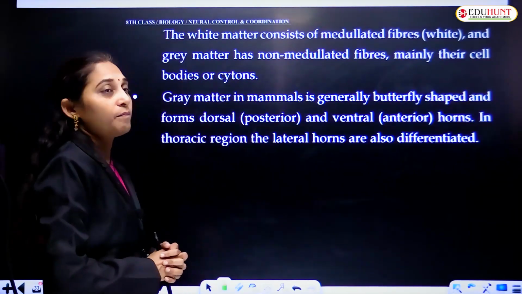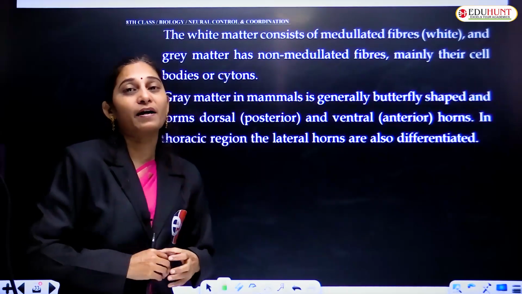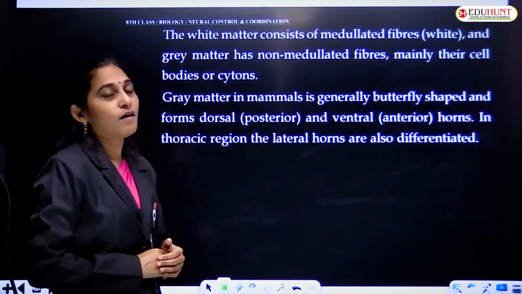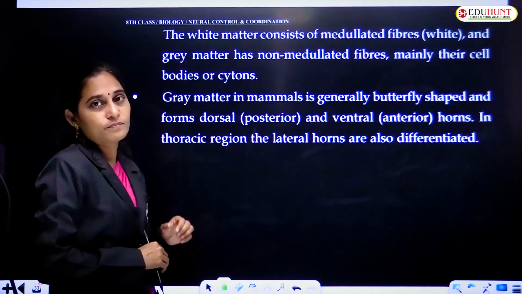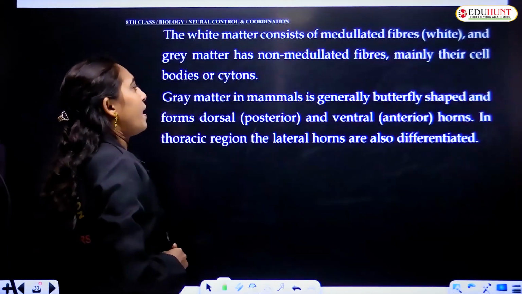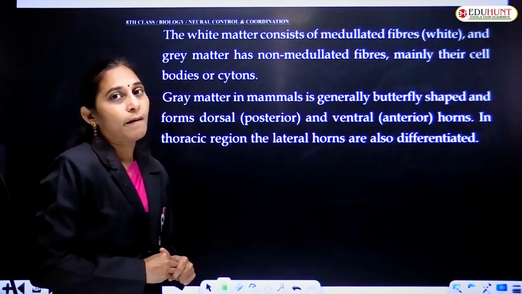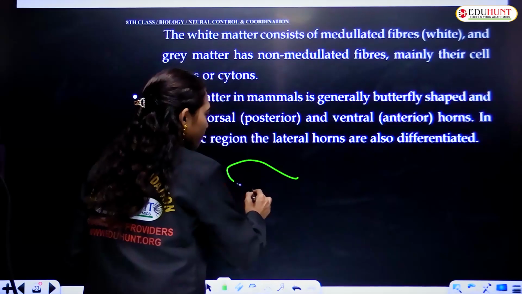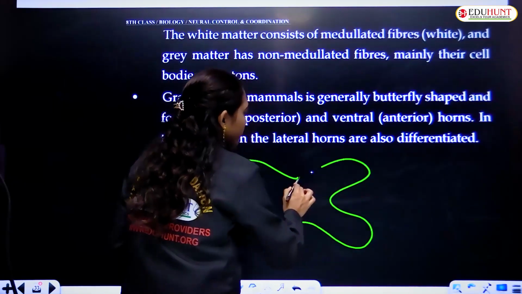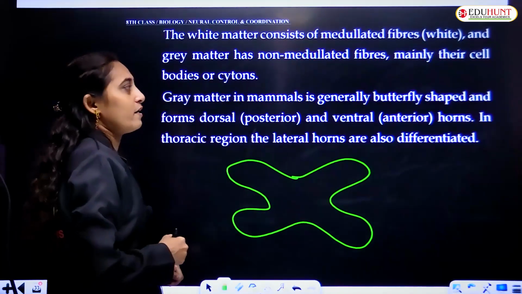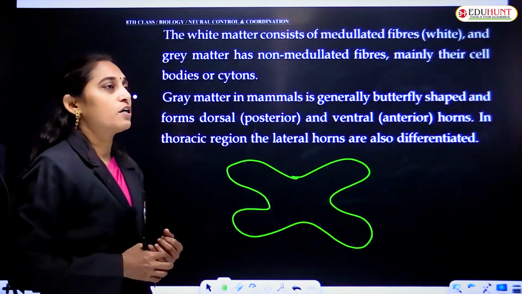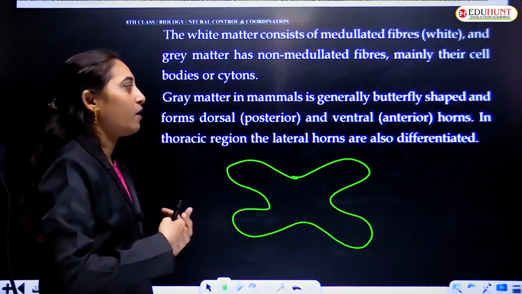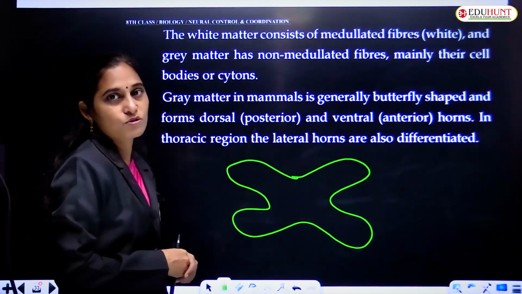Cytons are present in the grey matter, but the medullated fibers are present in the white matter of the spinal cord. And the grey matter in mammals resembles a butterfly shape, like this, generally butterfly shaped, and forms dorsal, that is posterior, and ventral, that is anterior, horns. Along with this, lateral horns are also present.